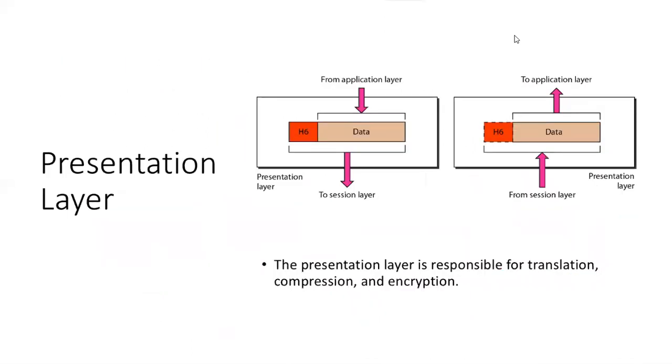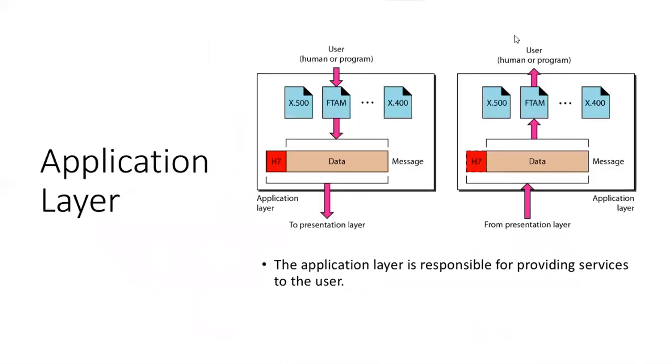Then we have the presentation layer, which is responsible for translation between formats, from one format to another, for compression of the data, and for encryption of the data to keep it secure. All these take place in the presentation layer. And finally, we have the application layer, which directly interacts with the user. The user, which may be either a human or a program, will use some application to generate the data, and this data will be sent to the presentation layer and so on.